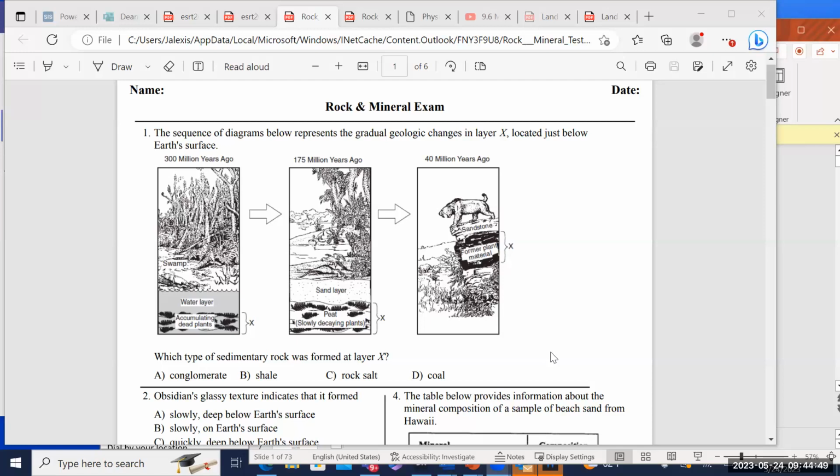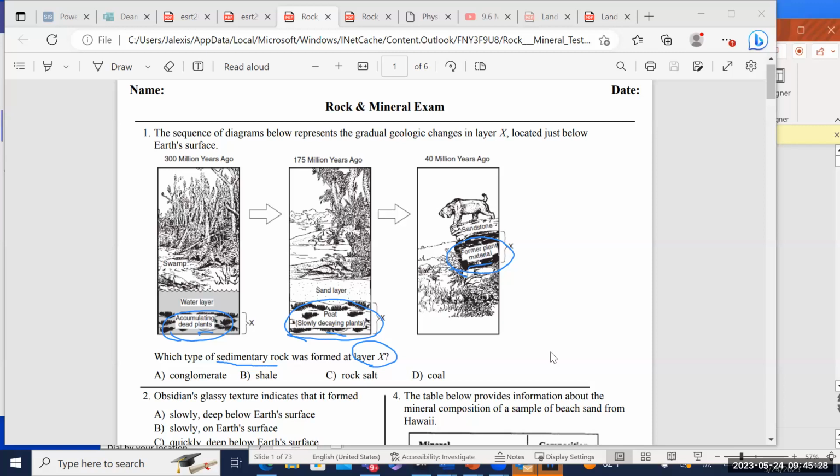So we know that definitely it's a sedimentary rock that was formed at layer X. What do I see continuously for layer X? I see accumulating dead plants, slowly decaying plants, and former plant materials. So I know it's a sedimentary rock that has to do with plant material. These key words, plants, decaying plants, plant material, are going to give us a clue as to what the answer will be.